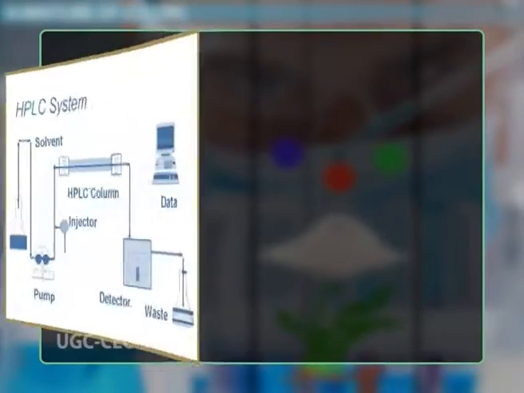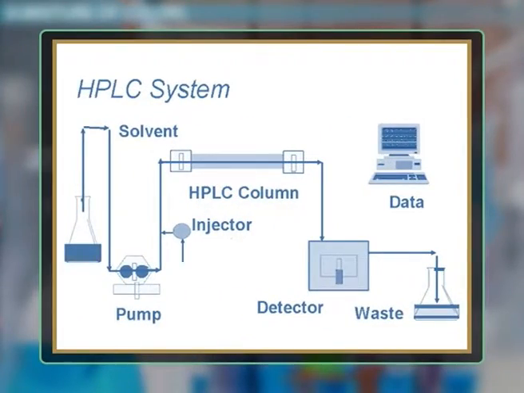Chromatography can be described as a mass transfer process involving adsorption. HPLC relies on pumps to pass a pressurized liquid and a sample mixture through a column filled with adsorbent, leading to the separation of the sample components.